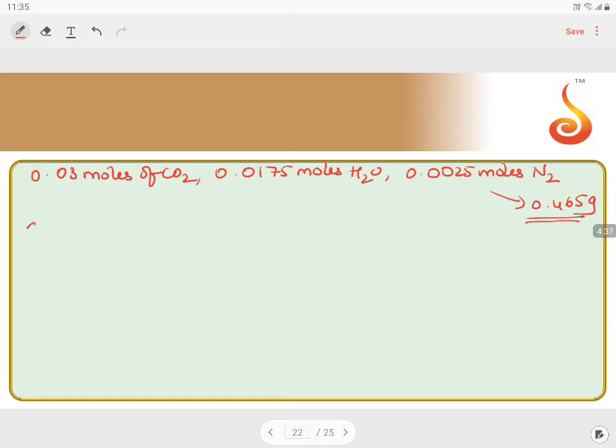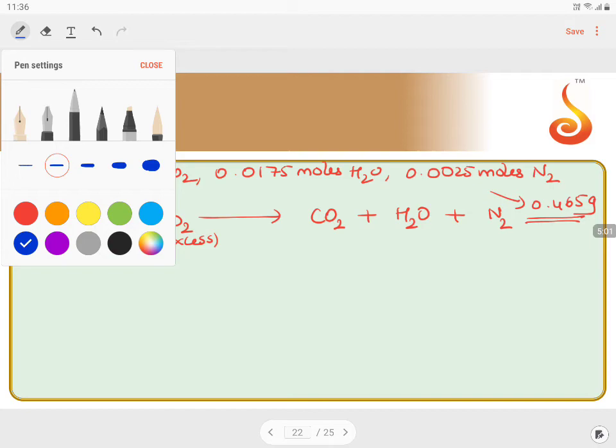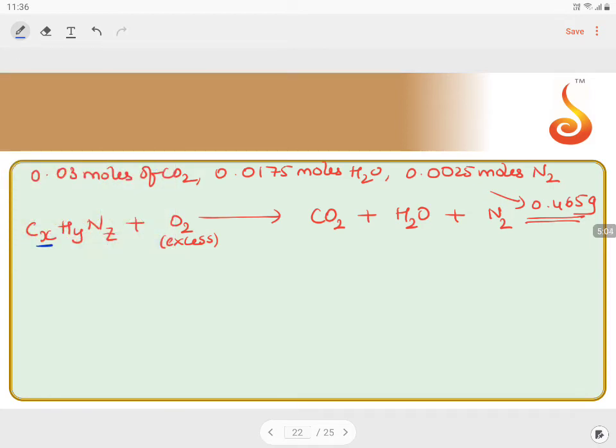Now let us take the compound to be CxHyNz, a carbon, hydrogen, nitrogen containing compound, undergoing combustion with excess oxygen. The carbon is converting into carbon dioxide, hydrogen is converting into H2O, and nitrogen is forming as N2. The very important point over here: how many carbons are there, that many carbon dioxide will be formed. How many hydrogens are there, half of them will come as H2O. How many nitrogens are there, half of them will form as N2.